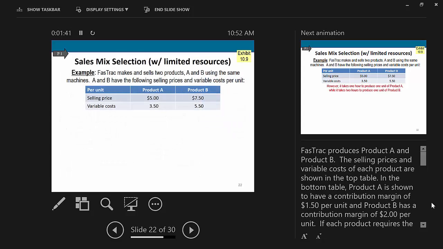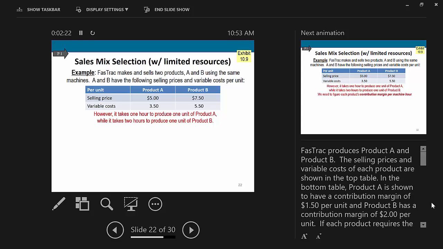So we come over and we have our selling price, we have our variable cost, and they tell us that product A looks like it has a little higher contribution margin. Is it A or B? Actually, B has a little higher contribution margin. It's $1.50 and $2, right? So it's looking like product B is getting the nod when you just look at contribution margin.